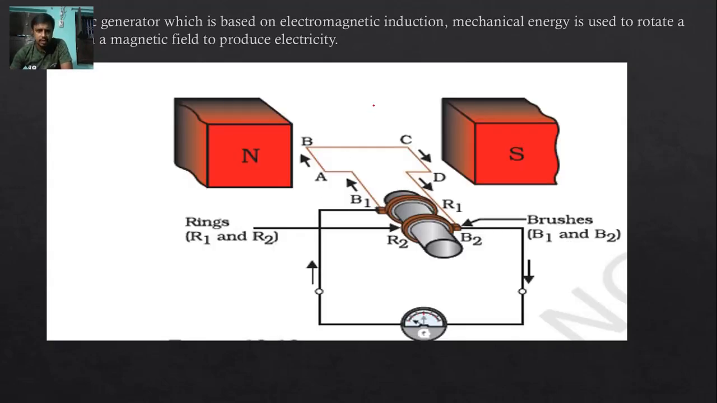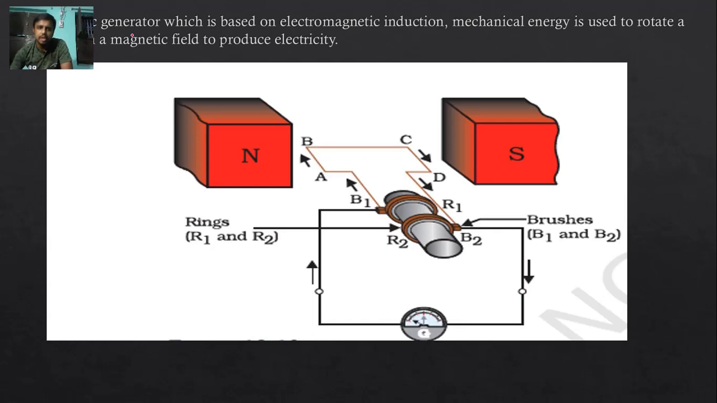This is an image of an electric generator. These are the permanent magnets, north N and south S. ABCD is a rectangular coil. This is an axle. B1 and B2 are brushes. R1 and R2 are full rings.